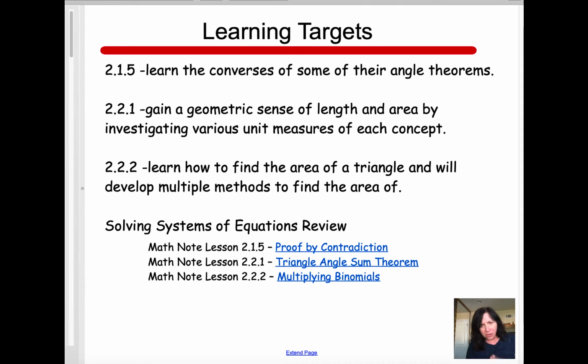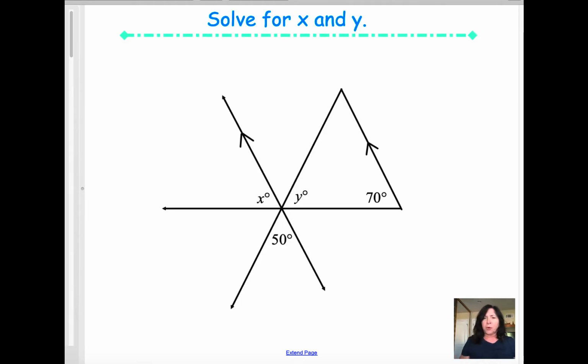There are some videos to watch: proof by contradiction, a video on the triangle angle sum theorem, and also multiplying binomials, all of which we started to do last week. If you had a little bit of trouble with that, here are some additional videos that you can watch. So we're going to get started with a warm-up solving for x and y.